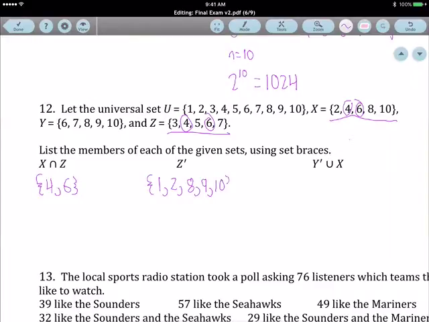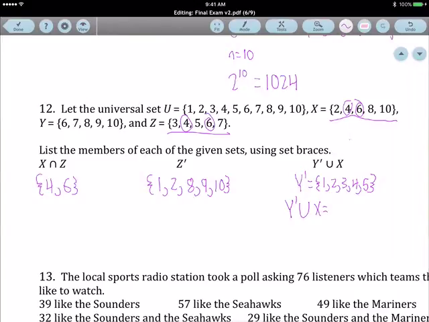And then the last one is really a 2-part problem. The first thing we have to do is find the complement of Y. So what's in the universal set that's not in set Y? Right. So 1, 2, 3, 4, and 5. That's our first step. And then our second step, we find the union of that set with set X.